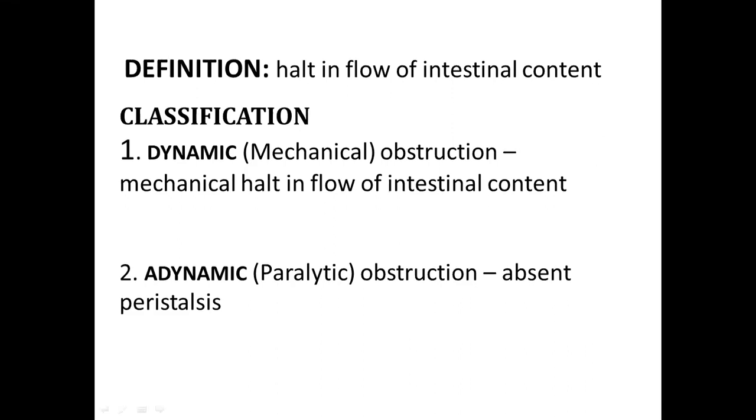Okay, so by definition, intestinal obstruction is defined as a halt in the flow of intestinal content. Now, there are two types of intestinal obstruction. We have the dynamic intestinal obstruction and the adynamic intestinal obstruction. For dynamic intestinal obstruction, what it simply means is that there's a physical halt in the flow of intestinal content, usually caused by a physical obstruction. While for adynamic intestinal obstruction, there's a halt in intestinal content flow, but this halt is not caused by a physical factor. It can be caused by a chemical factor, it can be caused by a pathological factor, but there's no identifiable physical factor as the cause.